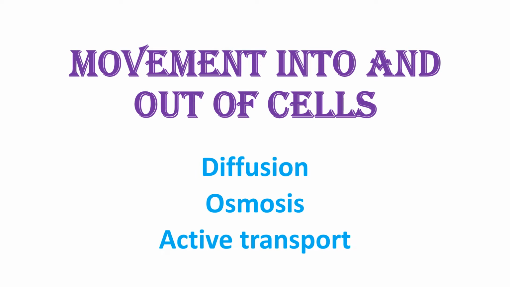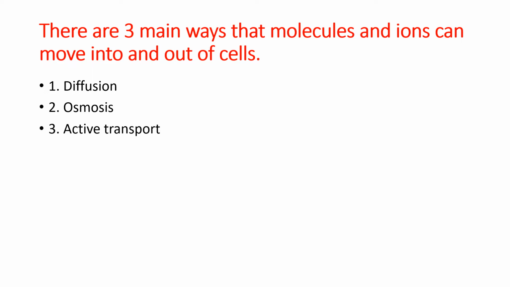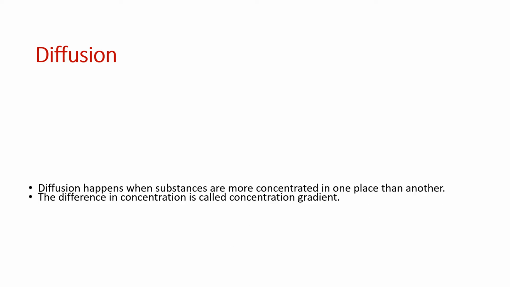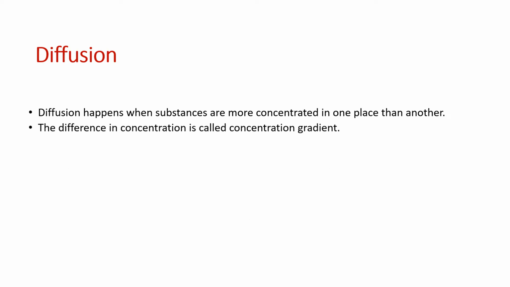Movement into and out of cells. There are three main ways that molecules and ions can move into and out of cells. Diffusion. Diffusion happens when substances are more concentrated in one place than another.